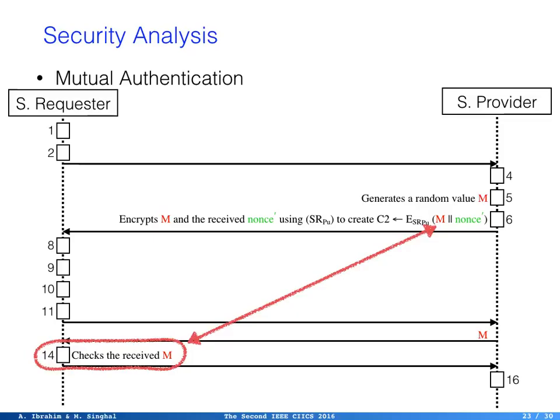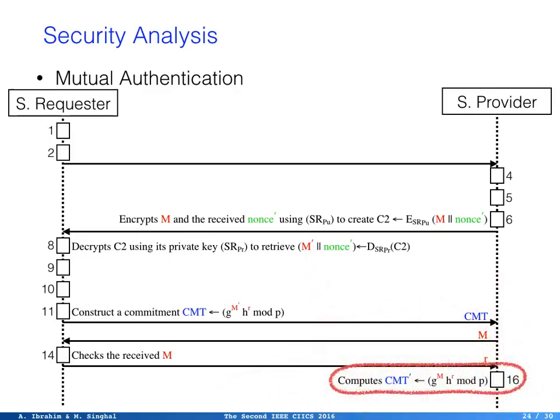Because the value M concatenated with the received nonce was encrypted using the service requester's public key in step 6 of the authentication process, if the message from the service provider to the service requester includes the original M, then the service provider proves that it knows the value of M, which was sent earlier to the service requester. This allows the service requester to authenticate the identity of the service provider and ensures that the service provider holds the corresponding private key.